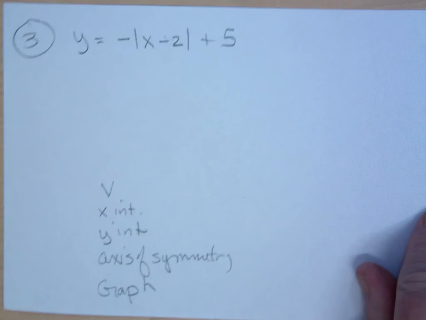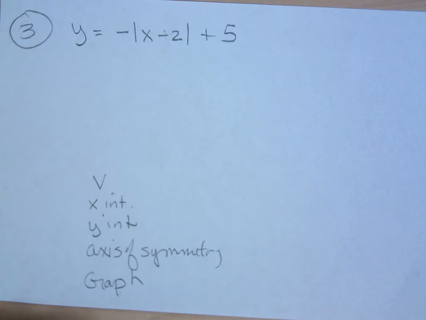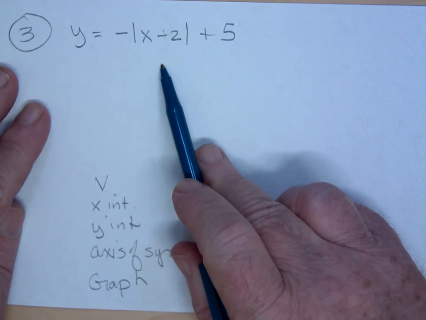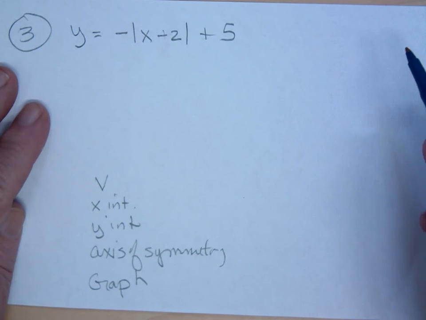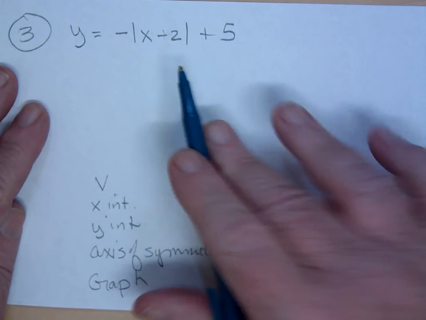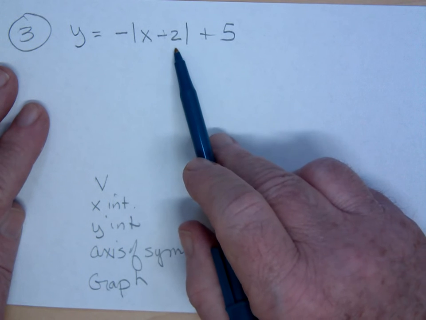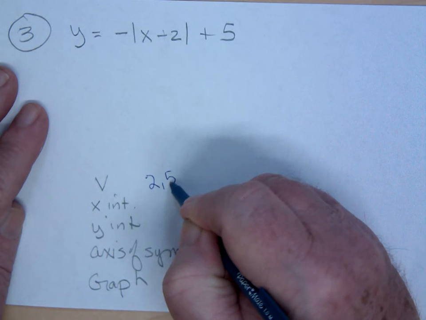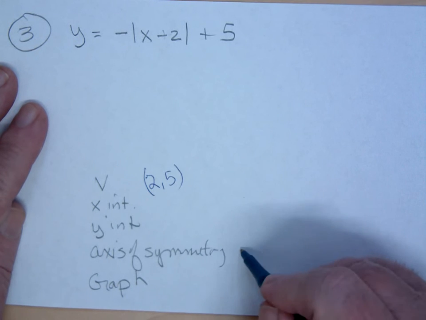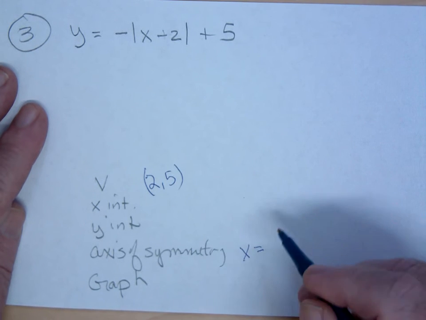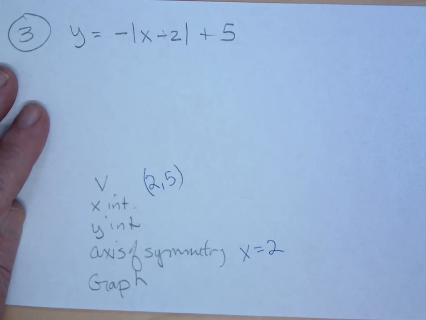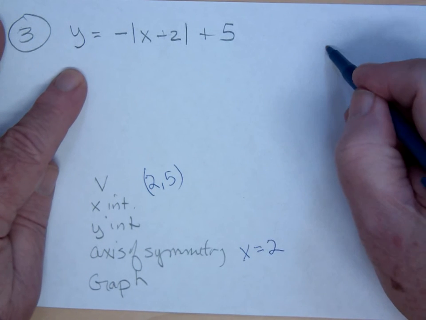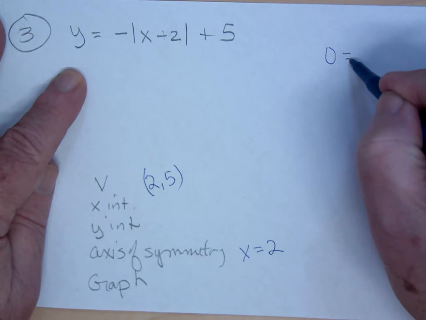Now this is a problem where we're graphing absolute values like we have talked about. This absolute value is going to open down, and after the absolute value opens down, you're able to say it's going to be shaped like a V, and the vertex is going to be 2, 5, and that means that the axis of symmetry is going to be x is equal to 2, and the x-intercept is found by setting y to be 0. If we set y to be 0, we will get this.